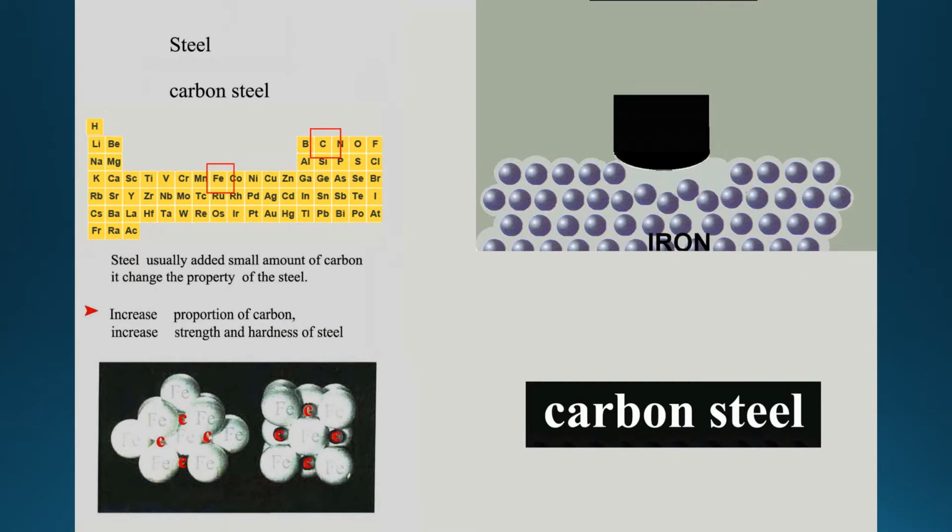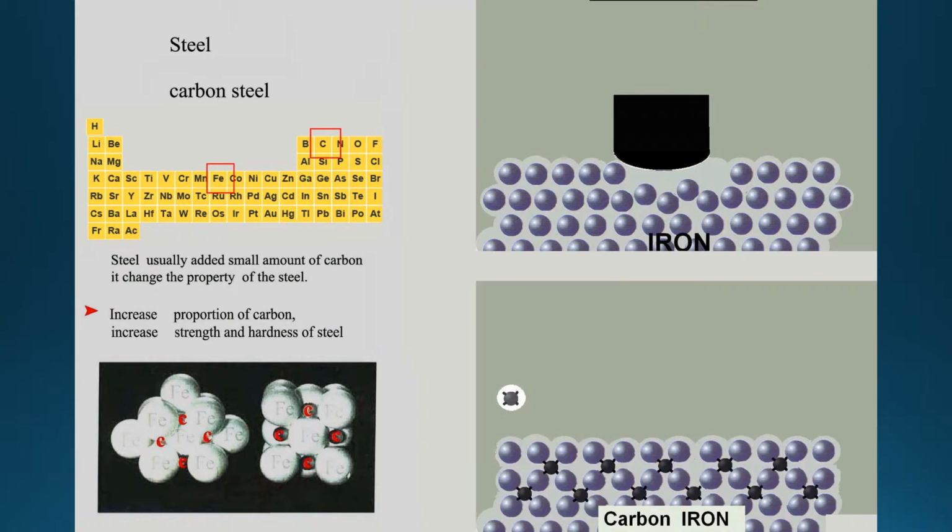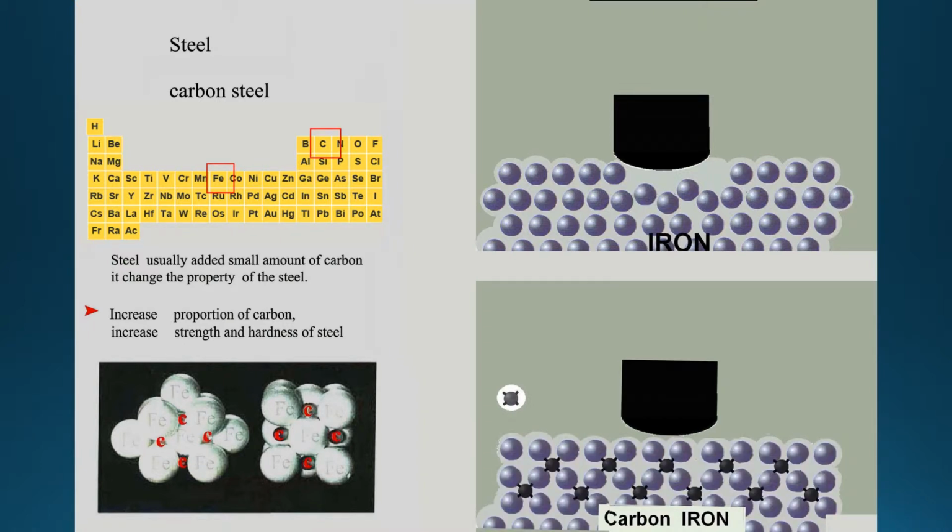Carbon steel. In this picture, now you have the carbon gap in between the iron, which stops it from moving. Again, you drop something very heavy onto the carbon steel. It just cannot be moved because it is restricted by this carbon gap in the middle. So it is unmovable. That gives it hardness and strength.